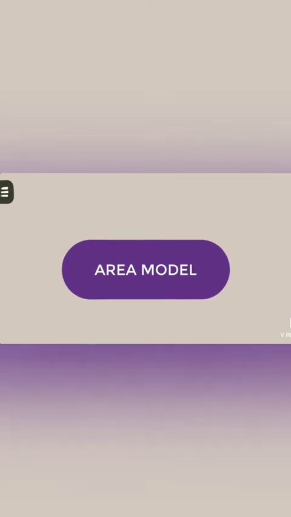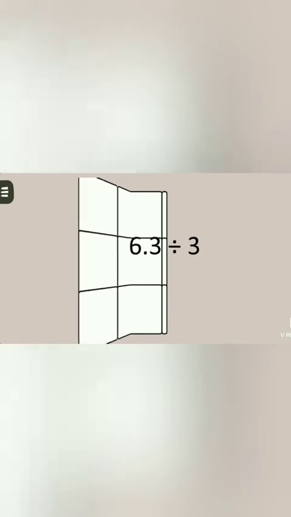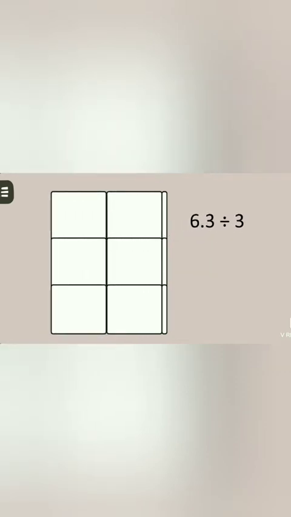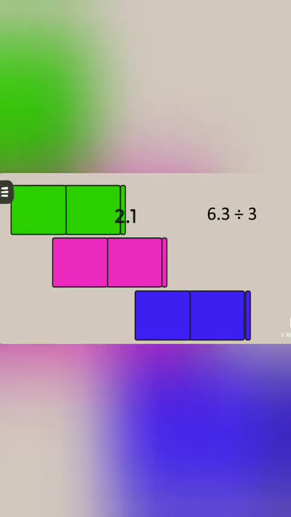Area model. Now, divide 6.3 by 3 using area model. The decimal number 6.3 is denoted using area model as shown. As 6.3 is to be divided by 3, separate these areas into 3 equal groups using 3 different colors. Now we have 2 wholes and 1/10 in each group. Therefore, 6.3 divided by 3 is 2.1.